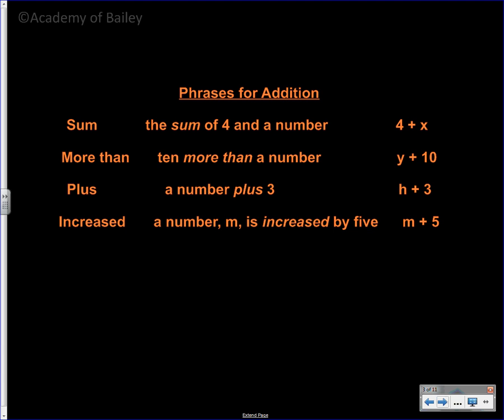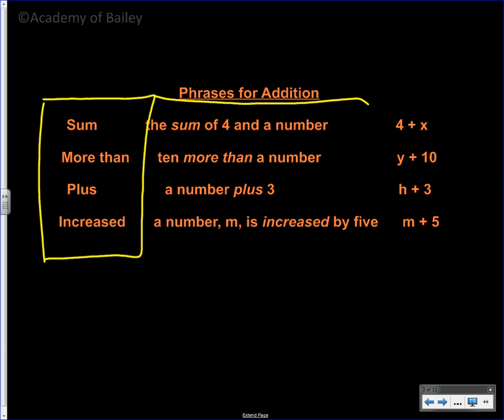You're going to be thinking of different phrases for addition, subtraction, multiplication, and division. So I've kind of made you a little chart here. If you want to write this down, you can. If you're in my class, this little chart is in your book.